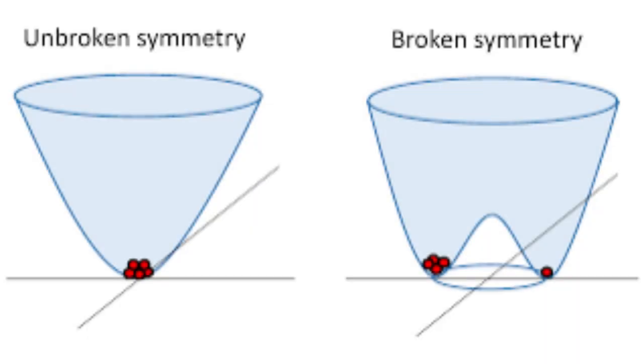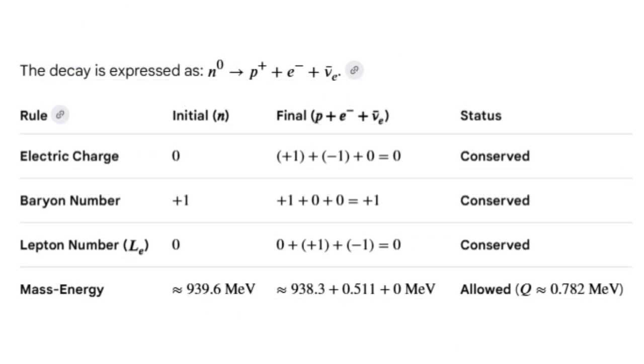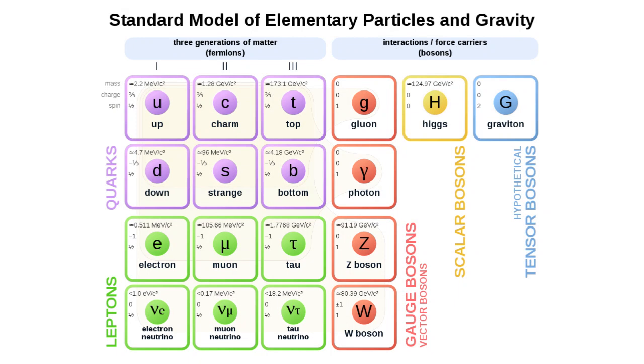Underlying all of this are symmetries. Conservation of energy, momentum, and charge are familiar, but particle physics also respects quantum numbers like baryon number and lepton number. These rules dictate which reactions are possible. For example, why a neutron can decay into a proton, electron, and antineutrino, but not into just a photon.